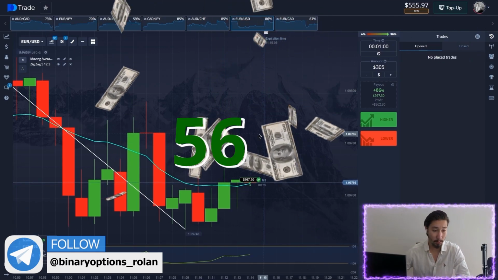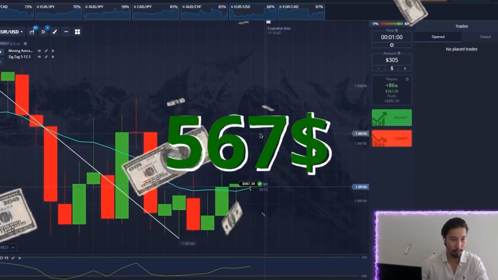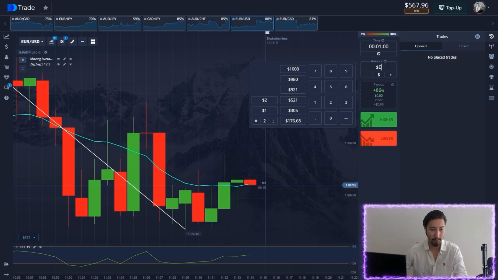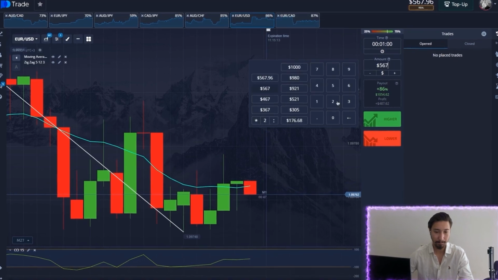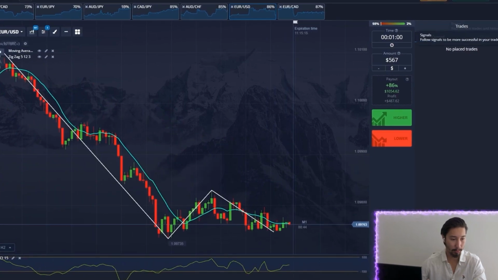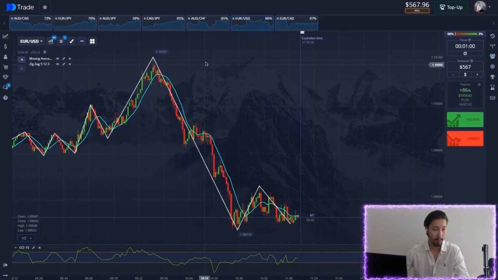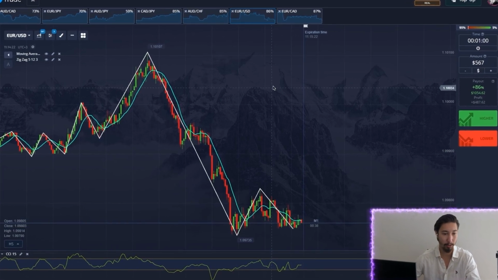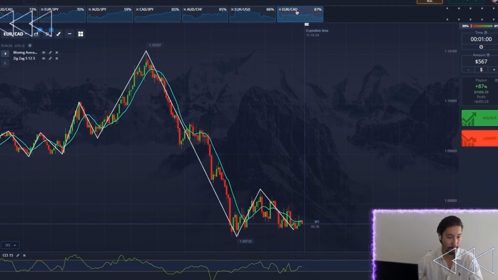Just like that, guys, we're in the profits. That's great. Now let's change the amount of the value. We opened again according to the same principle, and the deal was closed in a profit. So let's select the next currency pair and try to open a downward position.